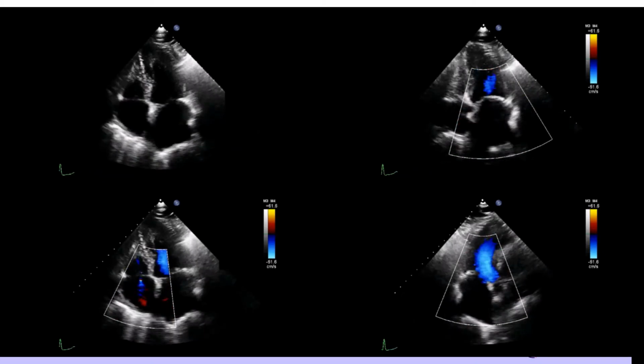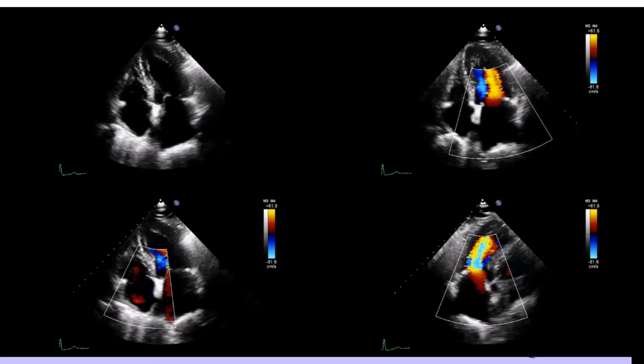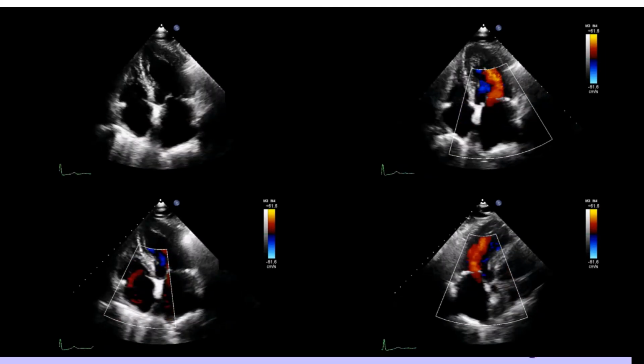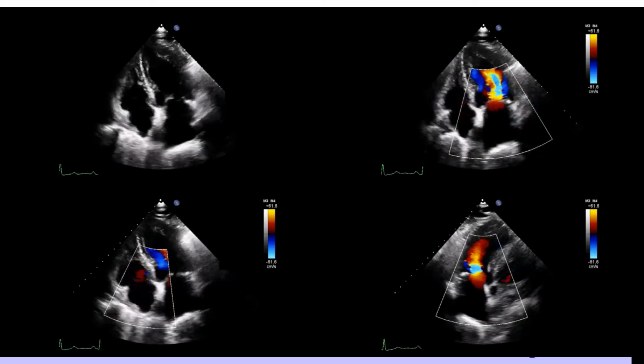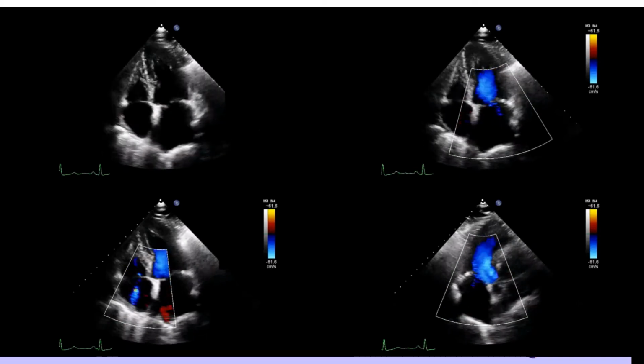The apical images confirmed normal left ventricle size and function. There was mild mitral regurgitation and tricuspid regurgitation. No aortic regurgitation was detected.